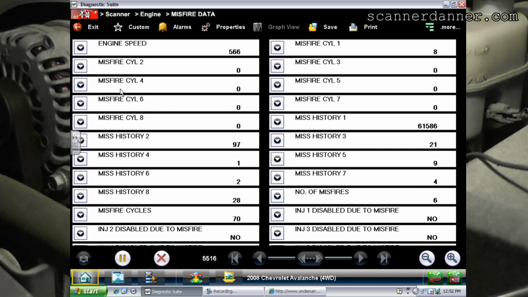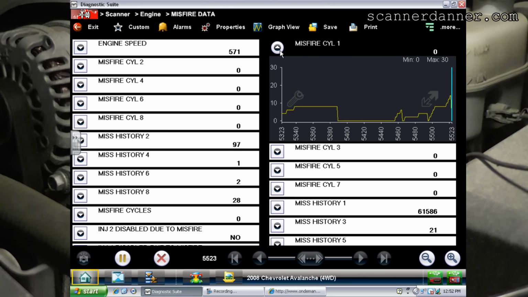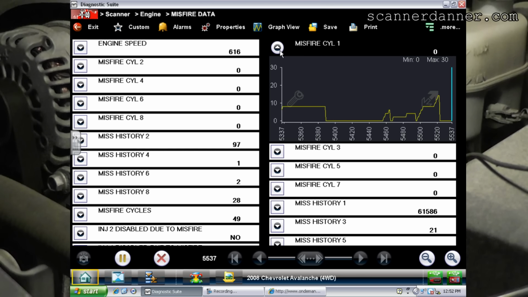If you look at this data parameter right here, you can actually see that cylinder 1 is misfiring right now as we speak, and the rest of them are not. So we're thinking spark, fuel, compression, right? Anytime we have a miss, again, this customer states that it runs fine under load, just feels it at idle, and I don't like those complaints because most of the time it ends up being a mechanical problem when we have an idle only misfire.